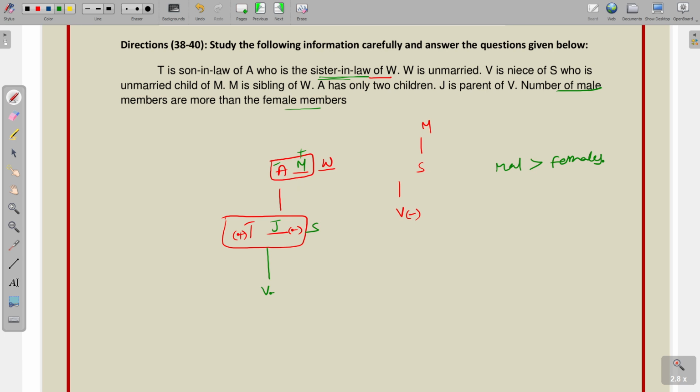So females, how many are there, 1, 2 and 3 persons are females, all the remaining are males. 1, 2, 3 and 4, so 4 males and 3 females. Okay, so males are more than females. It is the final arrangement of the blood relation.